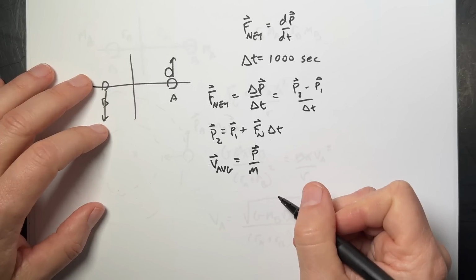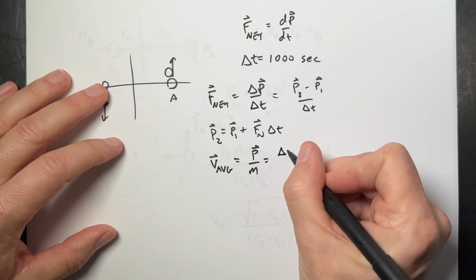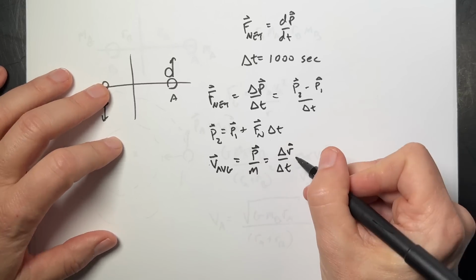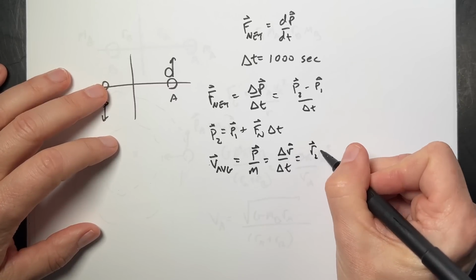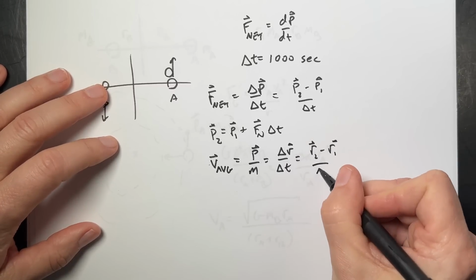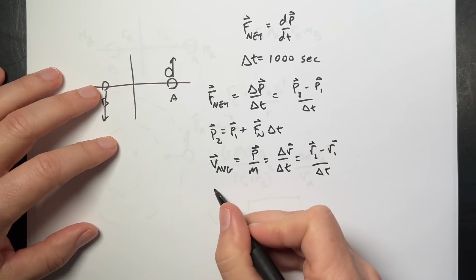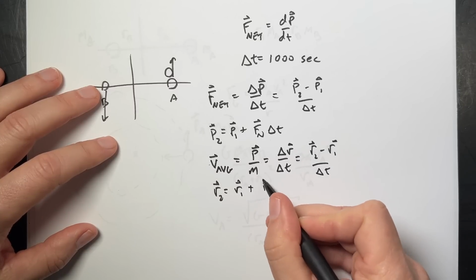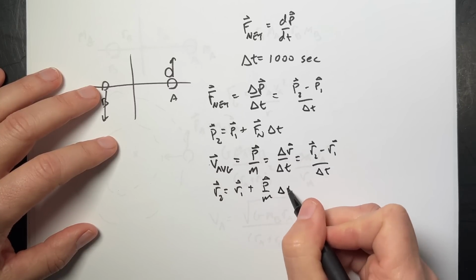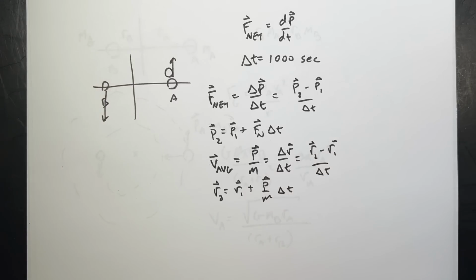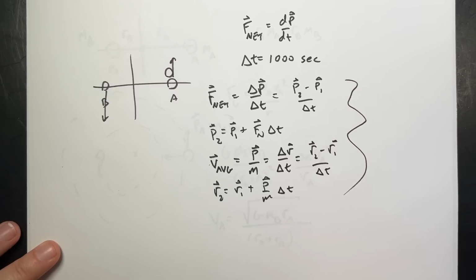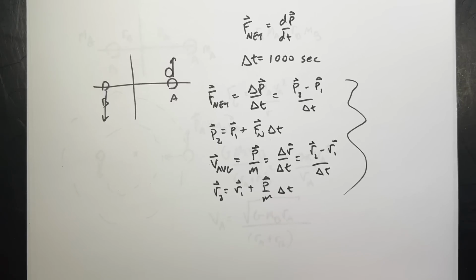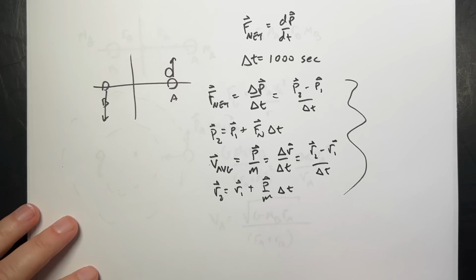Momentum over mass is velocity, and that's going to be the change in position with respect to time. Again, I can write that as a finite difference. So this would be R2 minus R1 over delta t. And then if I solve that for R2, I get R2 equals R1 plus P over M delta t. So this is my numerical solution for solving the two-body problem, which again, you don't have to do it this way.